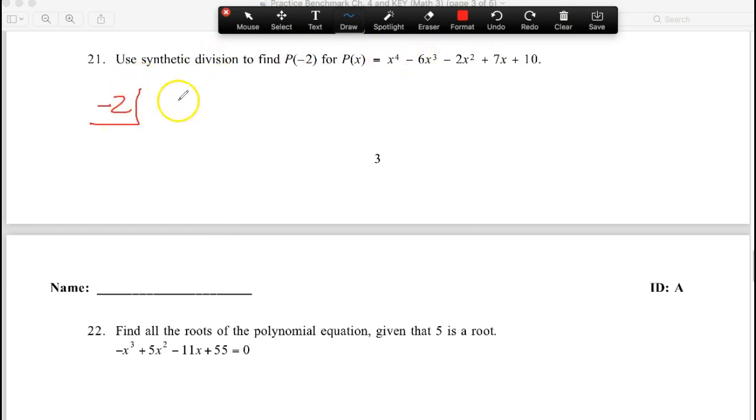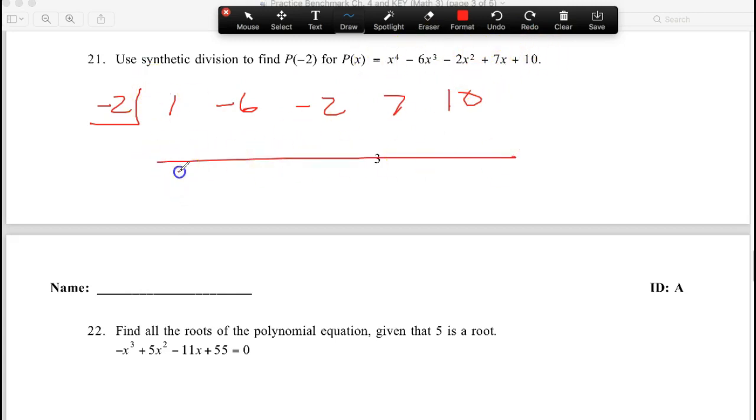So use your first term. Your first term, x to the fourth, would be 1. Your coefficient here is negative 6. Make sure everything's in descending order, 4, 3, 2. Then you would do a negative 2. Here's your x to the first term would be a 7, and your constant a 10. Everything's in order. There's no missing terms. You're good. Bring down the first term.